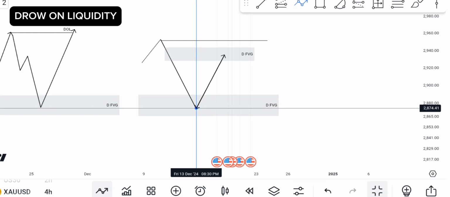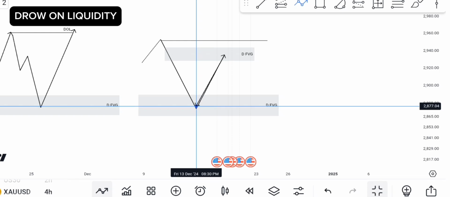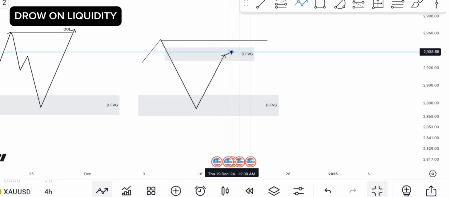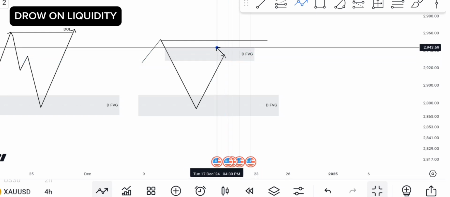Price taps this daily fair value gap, and what will be the target? This draw on liquidity. So why, in this scenario, will price not go to this swing high?